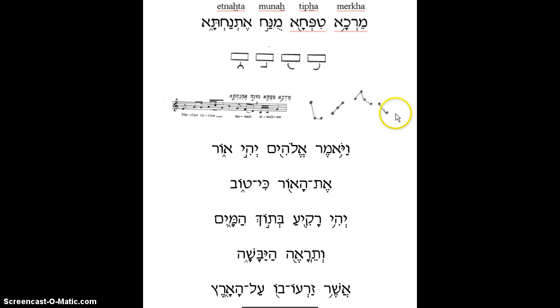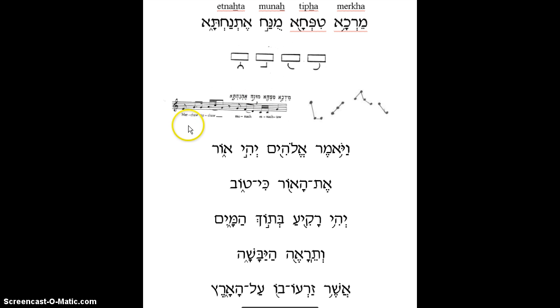So let's get started. So the introduction of the trope. Trope can be above the words or below the words. These boxes represent words. So this first trope is Merkha. Second trope is Tipha. Third trope is Munach. And the last one is Etnachta. You're going to see a lot of Munach, but we'll get to that later.